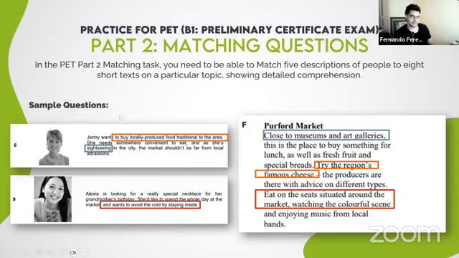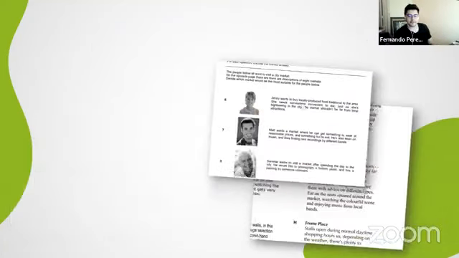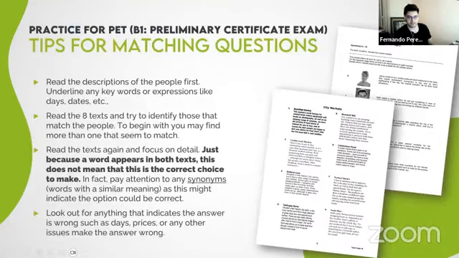You see? This is very important because in the exam, you will have 8 markets, and then you will get 5 people. So what is interesting is that 2 of the markets will be left over, will not be used. This requires a lot of comprehension.